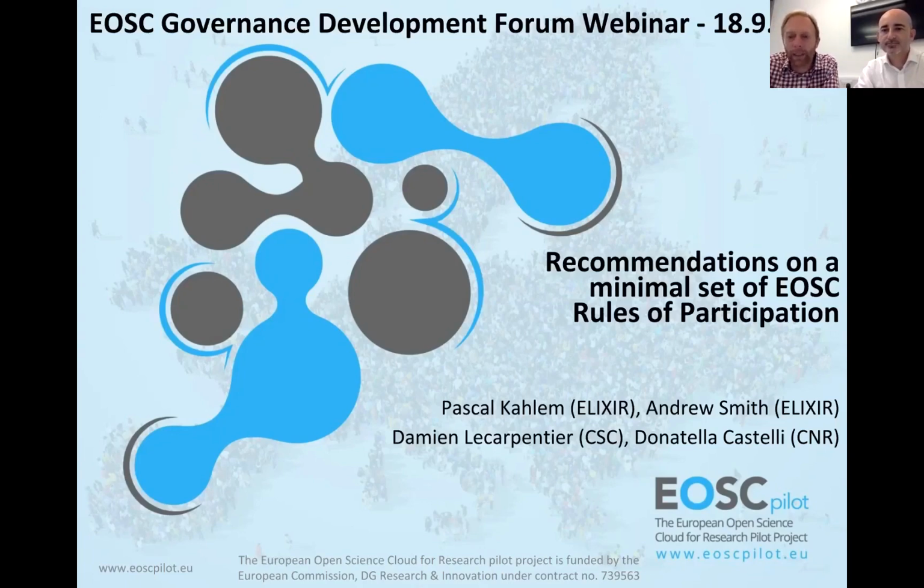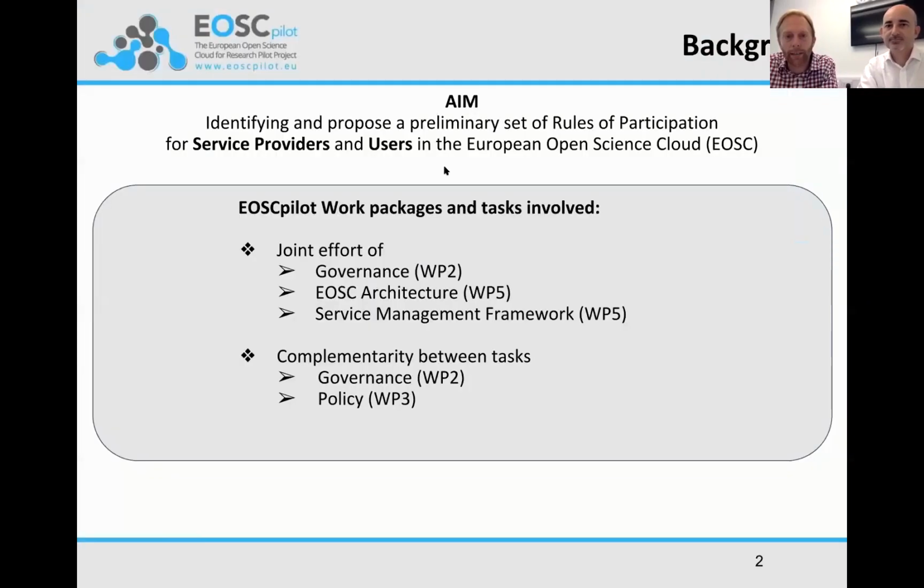Okay, so hopefully that's all clear. Let me just move to explain a bit of the context to the project. So I move now to the background. The aim of the task that we had in the EOSCpilot project was about trying to identify and propose a preliminary set of rules of participation for service providers and users to the European Open Science Cloud. So several work packages within the EOSCpilot project have been involved in this deliverable. So it's really been a joint effort, and I've thanked the people that have helped us with this.